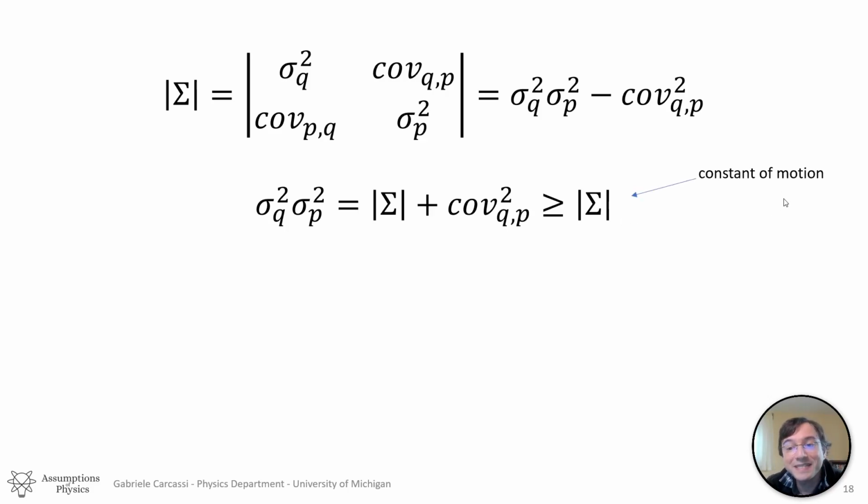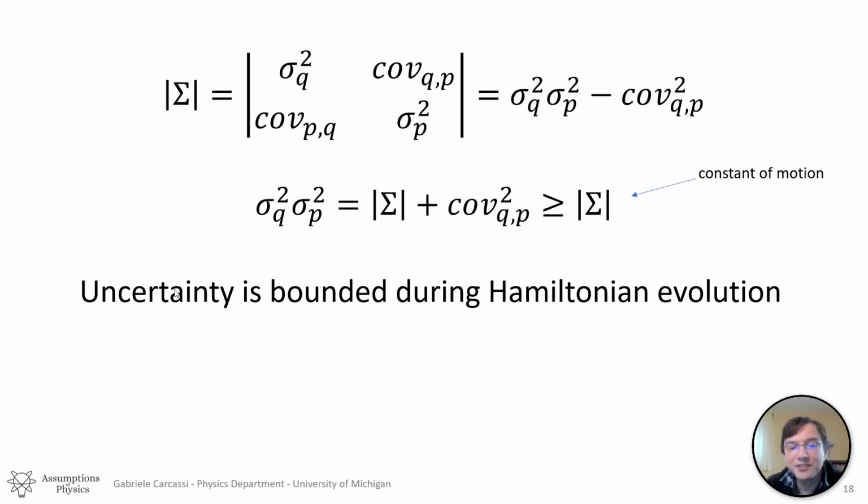But we saw that this is a constant of motion. This does not change during motion. So this can change, but it always has to be greater than or equal to this. So the uncertainty is bounded during Hamiltonian evolution.